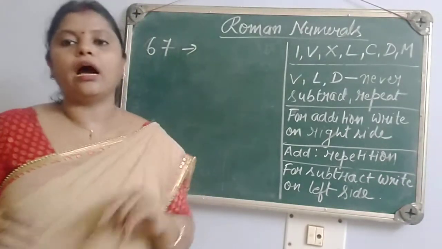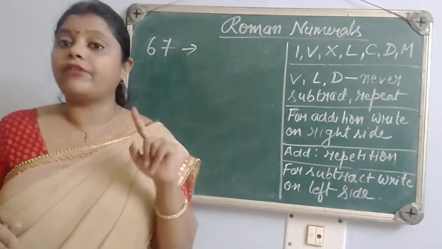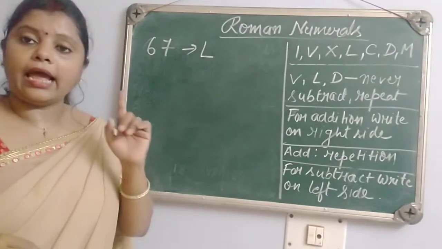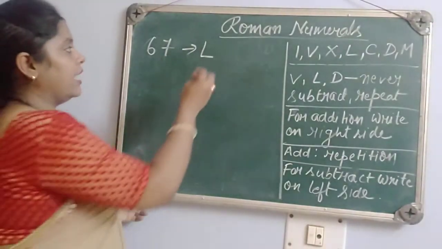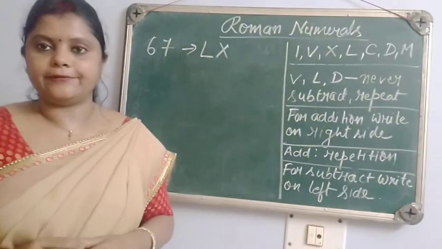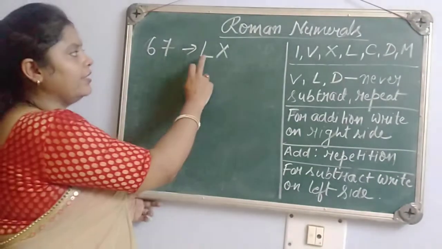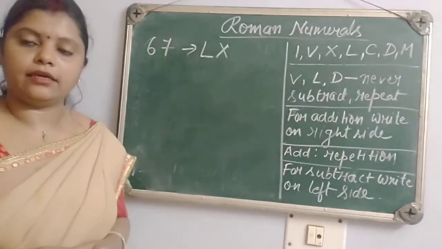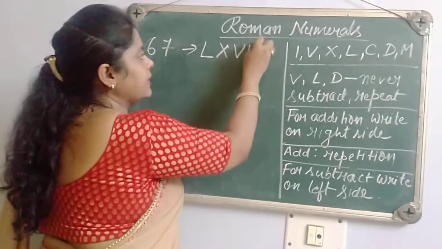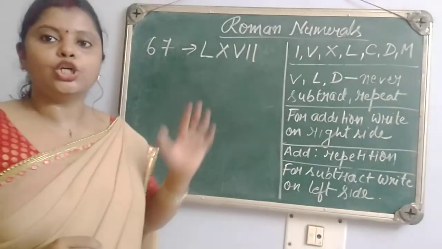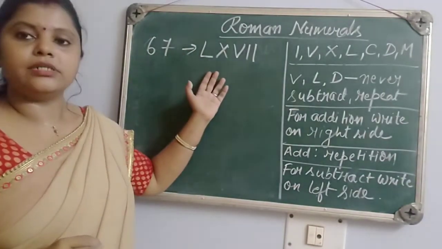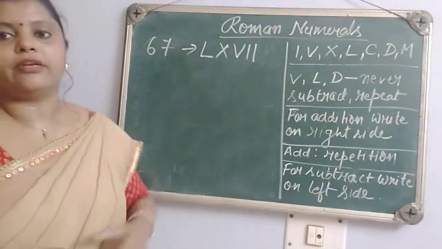Okay. So 60, how do we write? 60 means 50 plus 10. Symbol of 50 is L, and plus 10 means I have to write X at the right side. So what we have written? LX means 60, and 7, this is for 5, 6, 7. So this way we can easily write the Roman numbers with the help of the given questions.